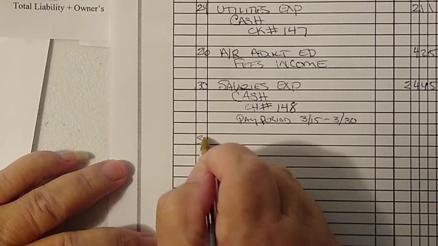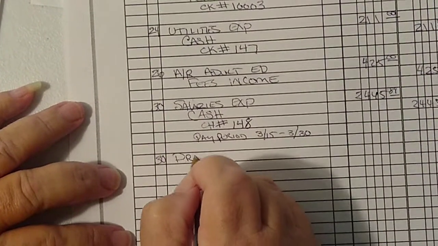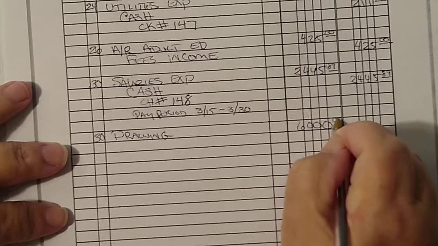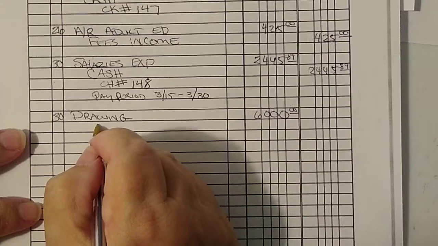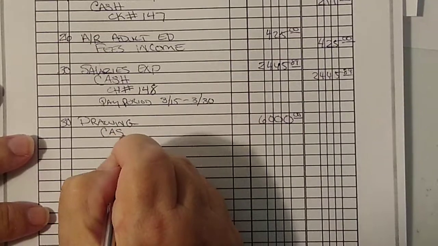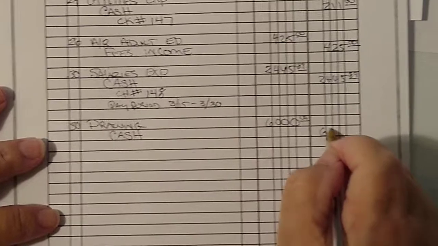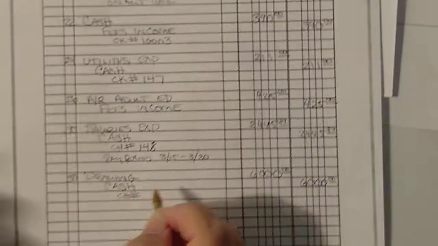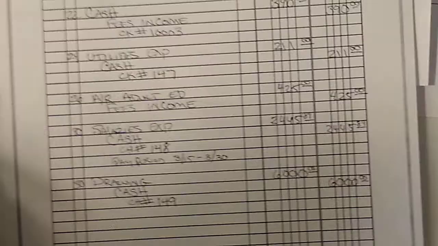Okay, and then I'm going to go to my journal. Again, this is the 30th. What account got debited? Drawing. $6,000. What account got credited? Cash. $6,000. All right, and then that was check number 149. All right, then we're going to check that off.